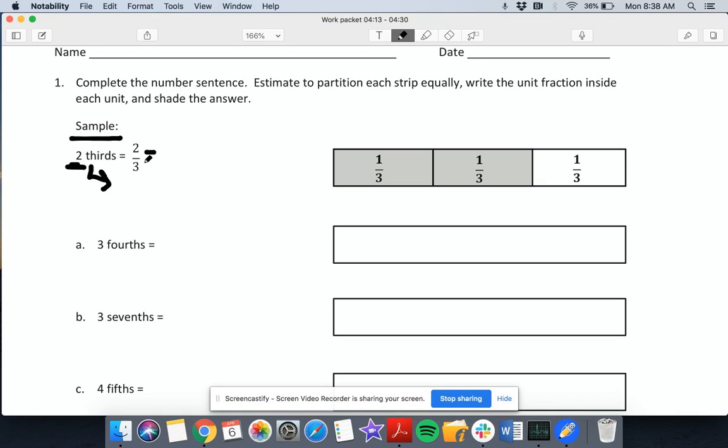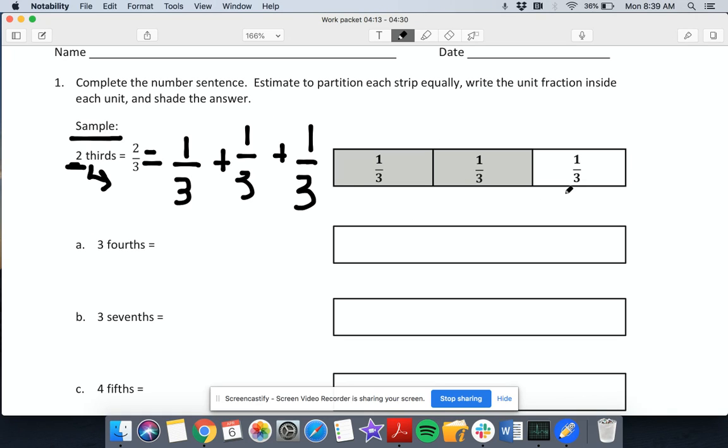So how can we write this to equal a whole? Or in other words, how can we write thirds to equal 1? Well, we know that if we have thirds, then we have 3 equal pieces. So we would have 1/3 plus 1/3 plus 1/3. This is our unit fraction. 1/3 plus 1/3 plus 1/3.